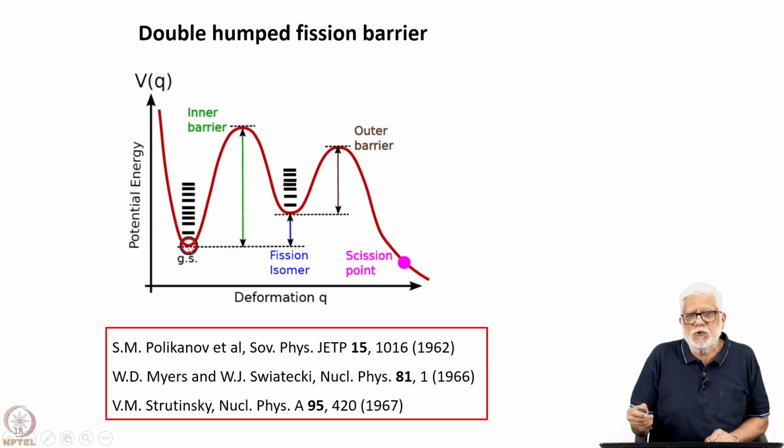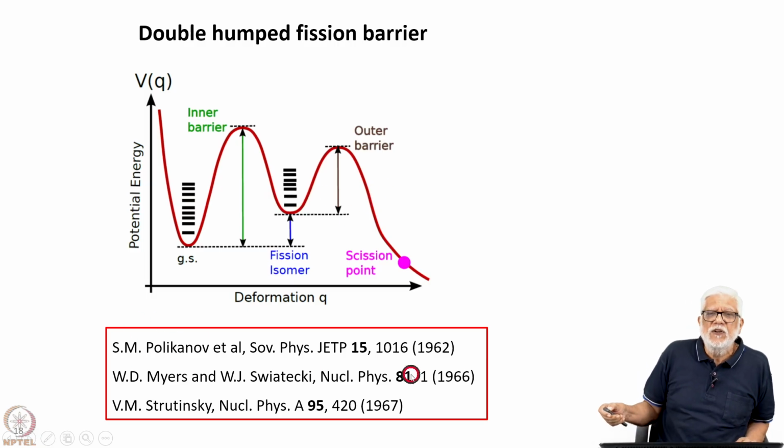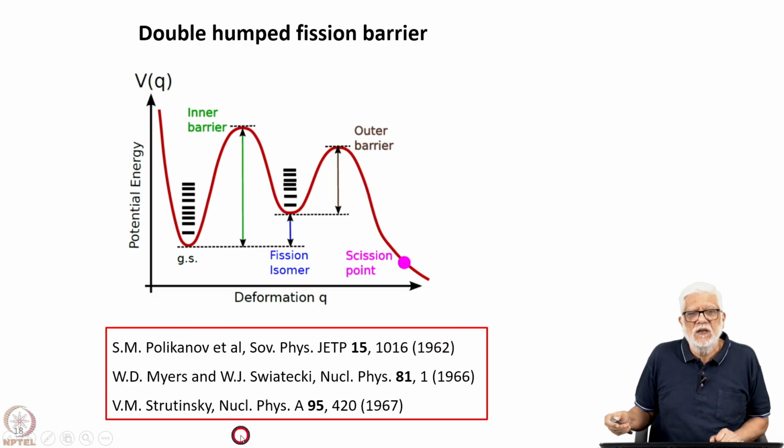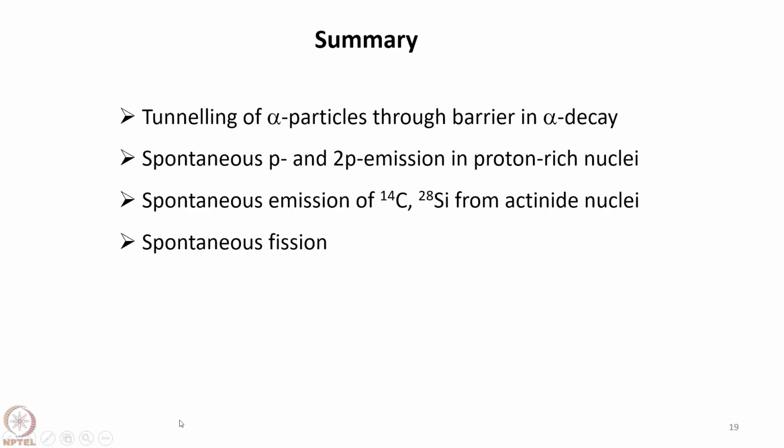Most of these isotopes actually decay more predominantly by alpha decay, but there is a spontaneous fission probability. But suppose you create a nucleus here, then the barrier it sees is much smaller, and therefore it can decay in a very short time. And so the experiment of Polikanov is the one reported here in 62, and then this was understood within these theoretical phenomenological models by Myers-Swiatecki and Strutinsky.